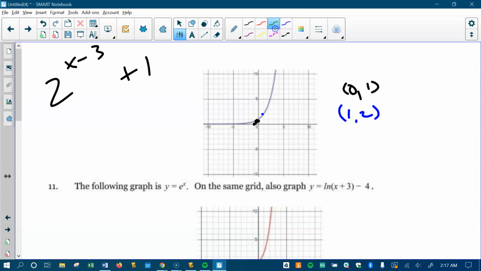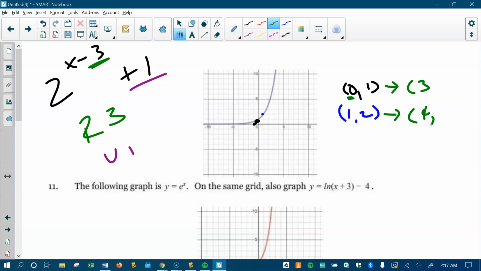Okay, well, to redraw this graph, minus 3 means I'm going right 3. The plus 1 means I'm going up 1. So that means I'm going to have this new point be 3, because I'm changing 0 and I'm going right 3. This 1 is going right 3, so that's going to be 4. And then for up 1, this 1 is going to 2, and this 2 is going to 3. And there's my new points.